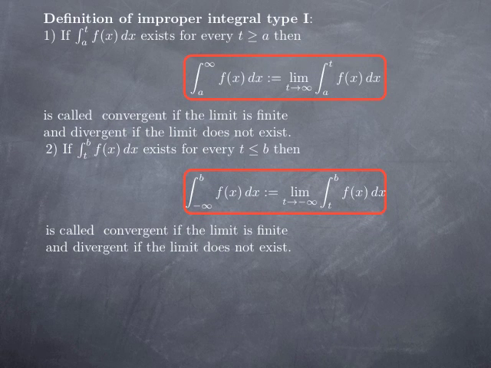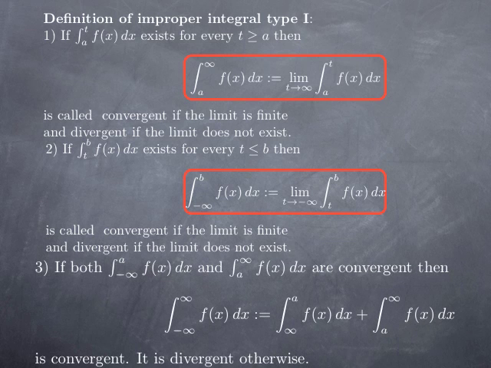Now, a third type of unbounded interval is the entire line. Can we integrate a function from negative infinity to positive infinity? Fixing a particular finite value a, if the integral from negative infinity to a of f of x dx, as defined above in 2, is convergent, and the integral from a to infinity, as defined above in 1, is also convergent, then we can define the integral from negative infinity to infinity of the function to be the sum of these two improper integrals, because we know they're convergent.